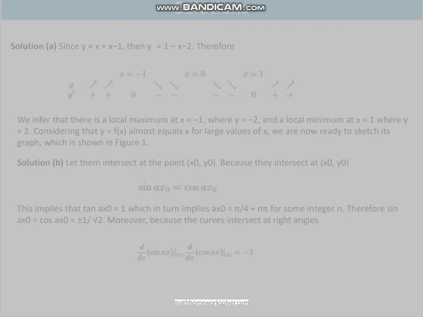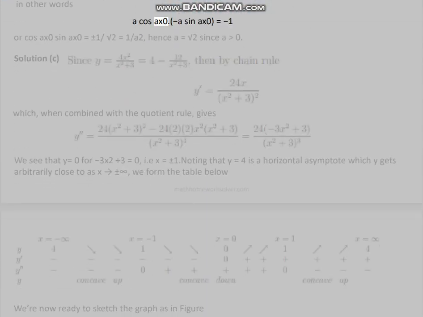mathhomeworksolver.com. In other words, a cos x0 minus a sin x0 equals minus 1, or cos x0 sin x0 equals plus or minus 1 over square root 2 equals 1 over a square root 2, hence a equals square root 2 since a is greater than 0.